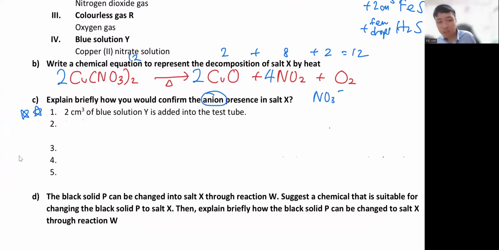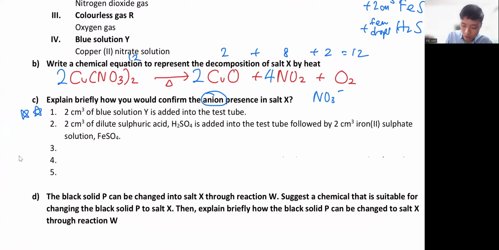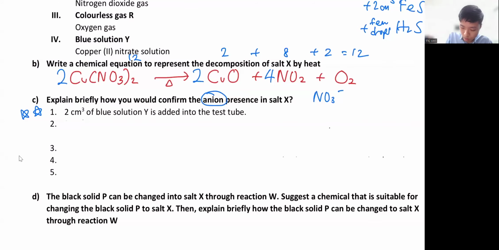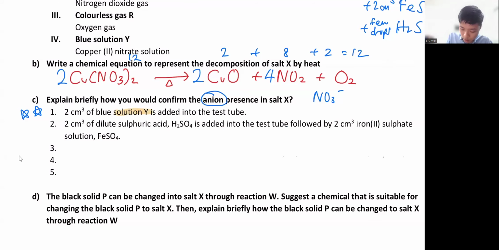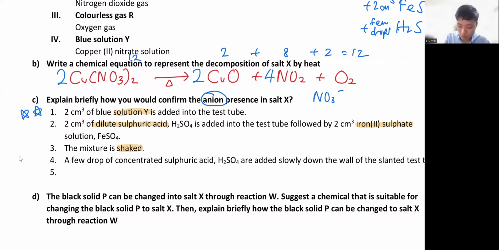Because inside it contains nitrate ion. If you don't add solution Y, of course inside the test tube you don't have nitrate ion. That is pointless if you don't add. After that, you add solution Y, then you add dilute sulfuric acid, iron 2 sulfate solution. After that, you shake the mixture, then followed by a few drops of concentrated sulfuric acid.